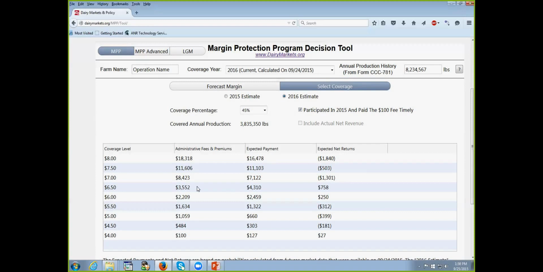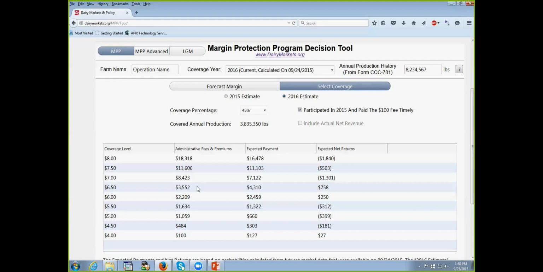And so, yes, Mr. Betz. That 650 number, you're showing expected payment of $4,310. And is it fair to say there's a 50% chance the actual payments will be less than that, and also a 50% chance the payments will be higher than that? Is that a fair statement? Probably not exactly 50%.